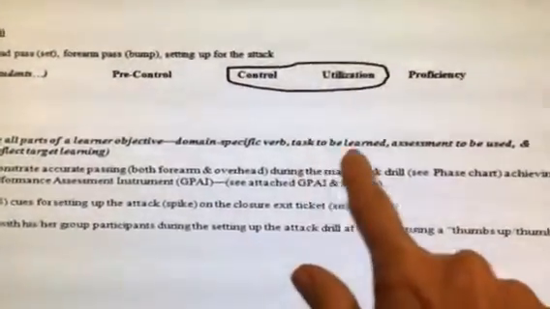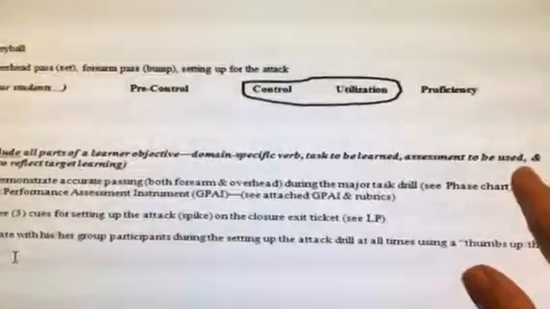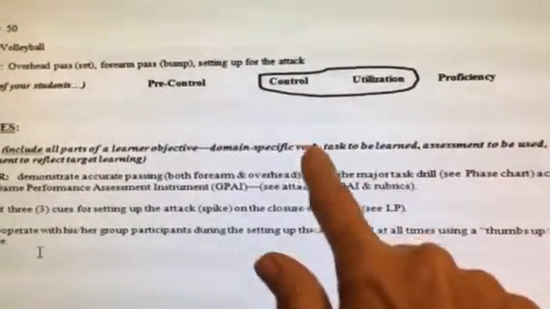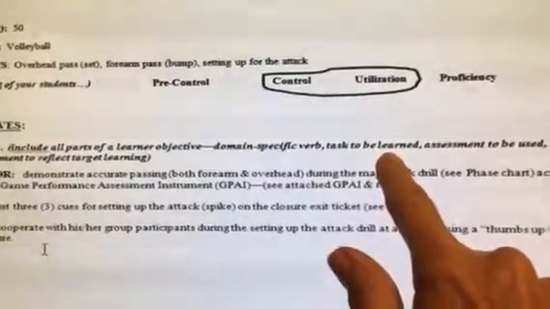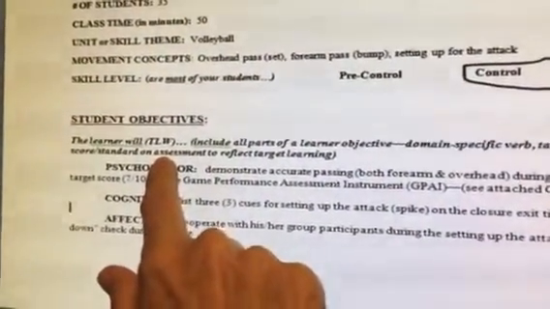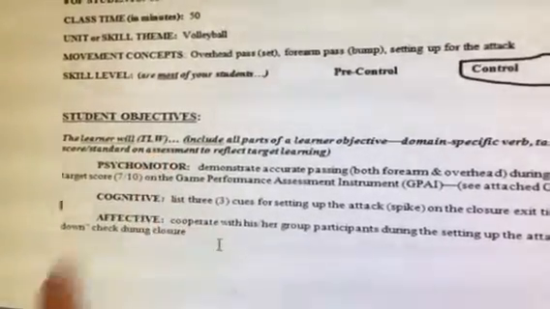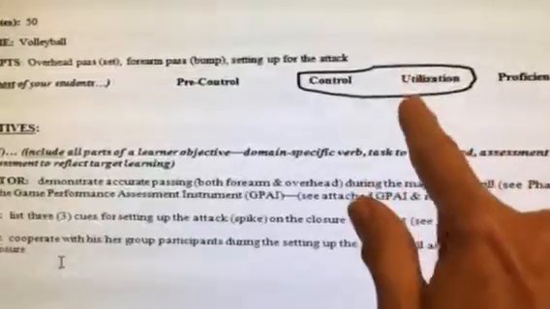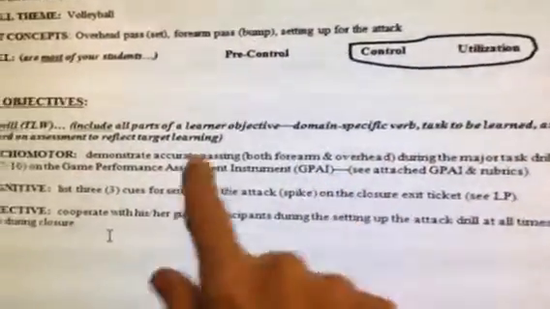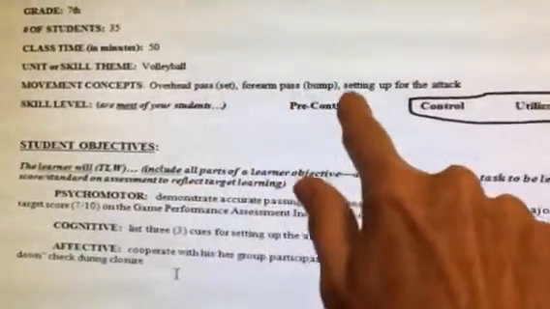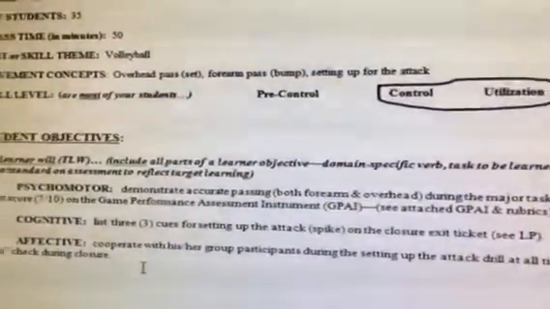Okay, so you're going to include the verb, you're going to include the task, and you're going to include the assessment that you're going to use to show that this task was learned. And then also very, very important is the score or the standard that you set using the assessment, which should reflect target learning, which goes back to this. Now, all of these should also go back to the major concepts that you're going to be covering.